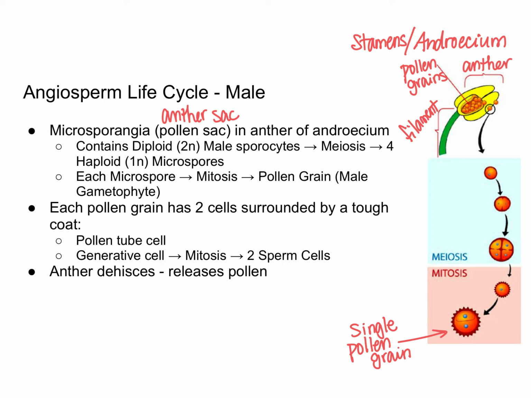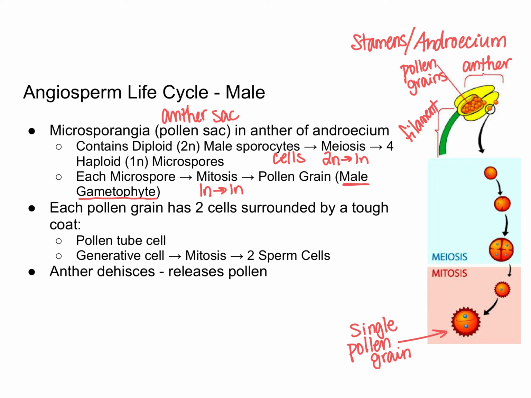These sporocytes are just cells that go through meiosis. And remember, with meiosis, we take something that is diploid and we reduce it to haploid. And we end up producing 4 haploid microspores. Now, each of these microspores is going to go through mitosis. And remember, they are haploid, and so all the cells produced during mitosis are also going to be haploid. And what we ultimately end up with is a pollen grain. And this pollen grain is the male gametophyte.